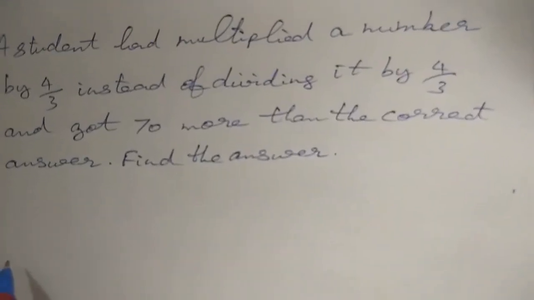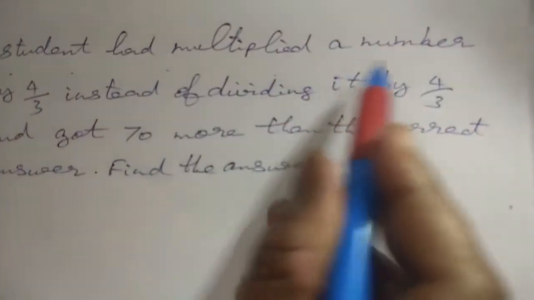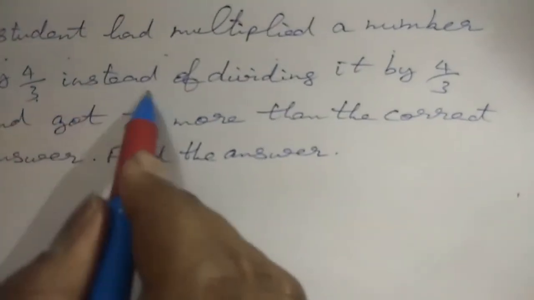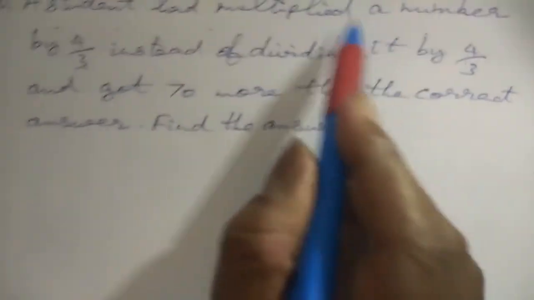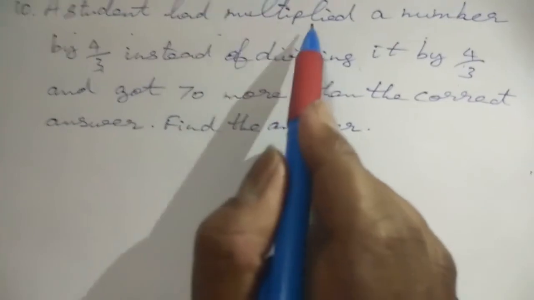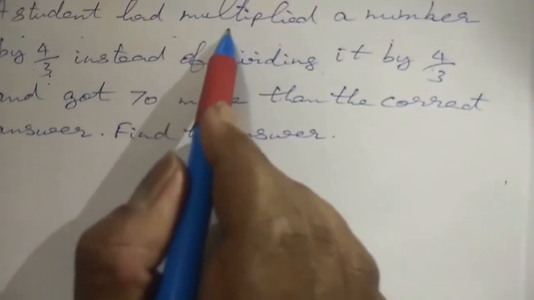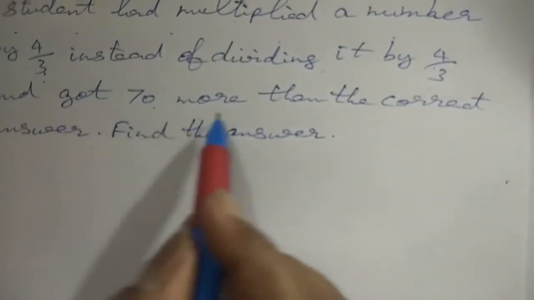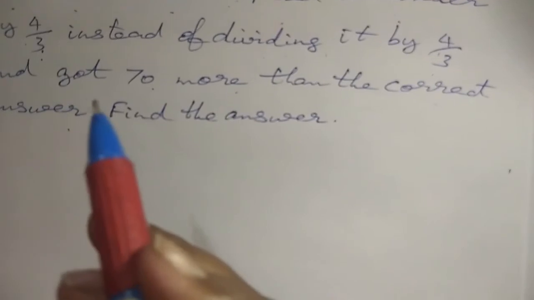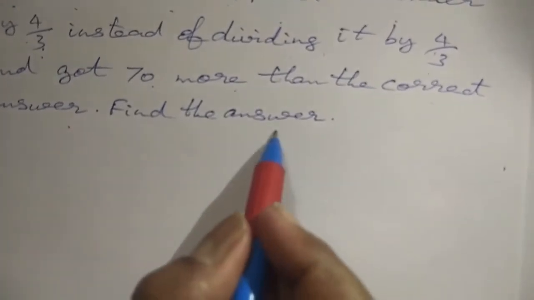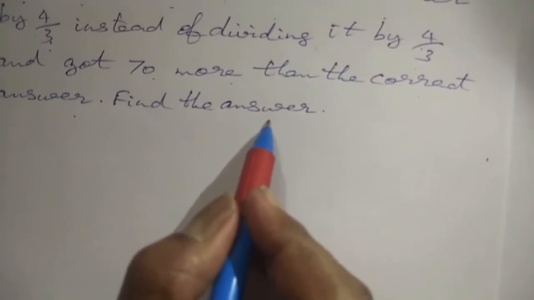Next you go to exercise 1.2, 10th sum. A student had multiplied a number by 4 by 3 instead of dividing it by 4 by 3. So he has made a mistake here. The student had multiplied a number by 4 by 3 instead of dividing, and got 70 more than the correct answer. But to find out what is the answer.